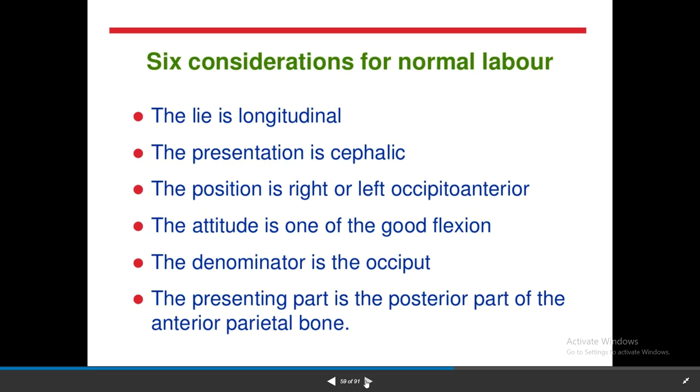Six considerations for normal labor. The lie is longitudinal. The presentation is cephalic. The position is right or left occipito-anterior. The attitude is one of good flexion. The denominator is the occiput. The presenting part is the posterior part of the anterior parietal bone.